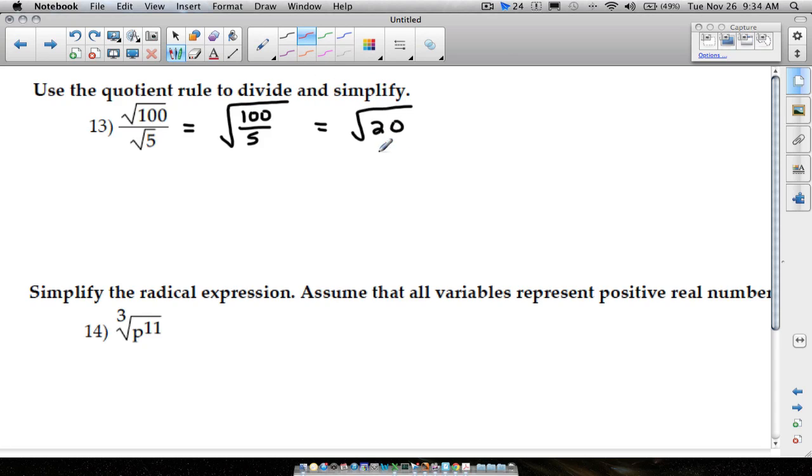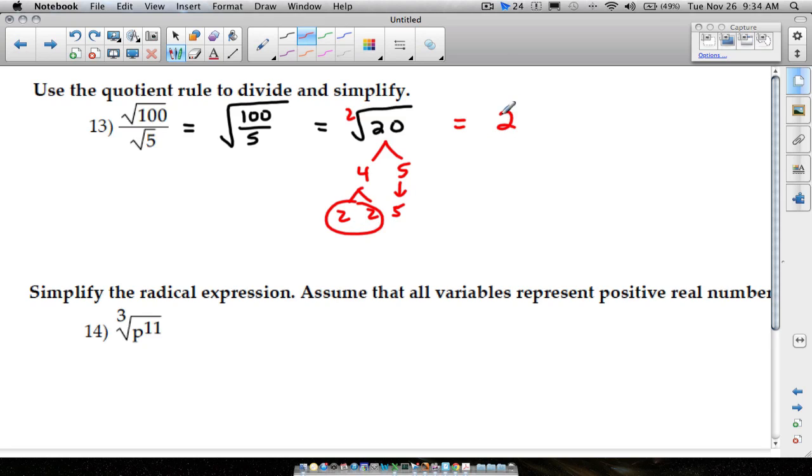So let's break 20 up. 20 breaks up into 4 times 5. 4 breaks up into 2 times 2. Bringing our 5 down, and we're looking for pairs. Remember, we're taking the square root. So we have a pair of 2's. So therefore, we write down that pair one time.